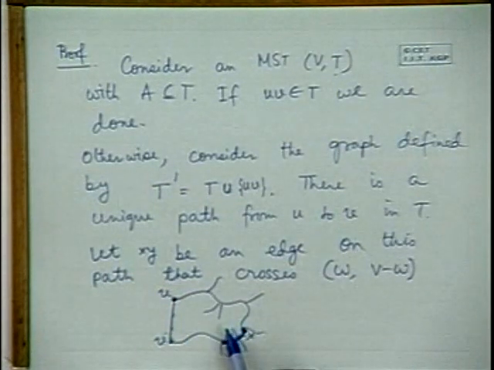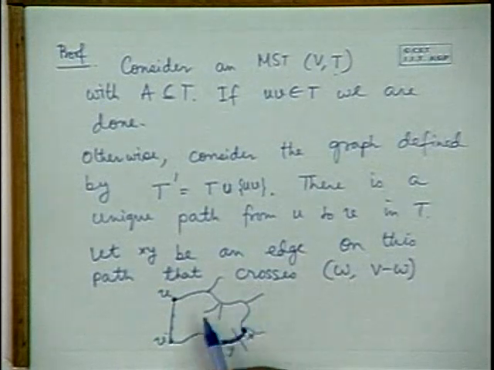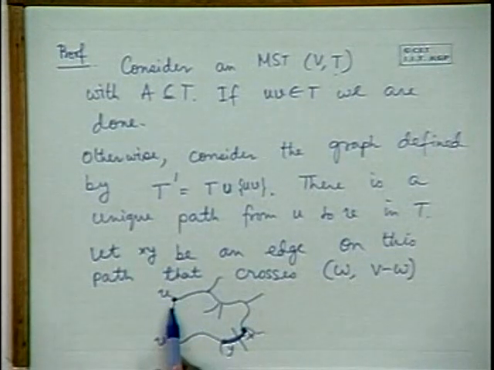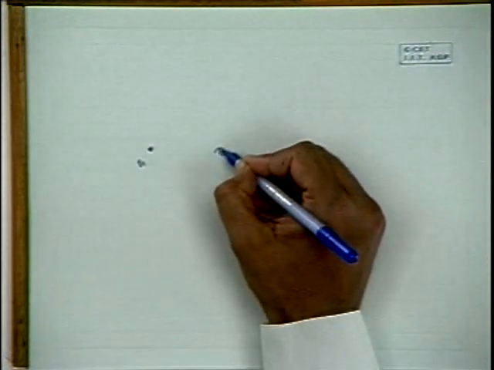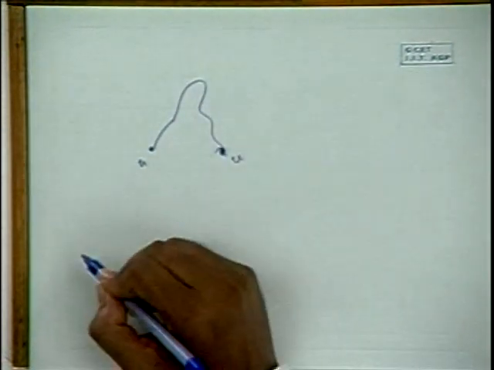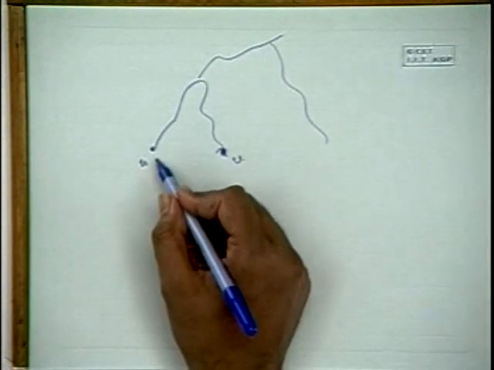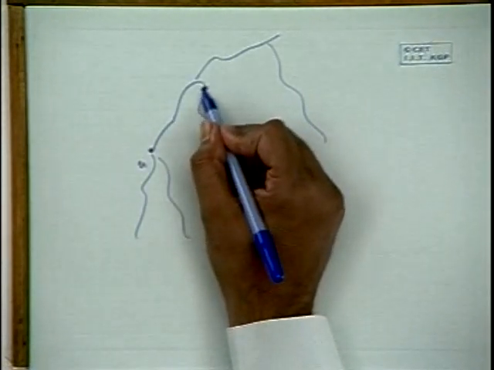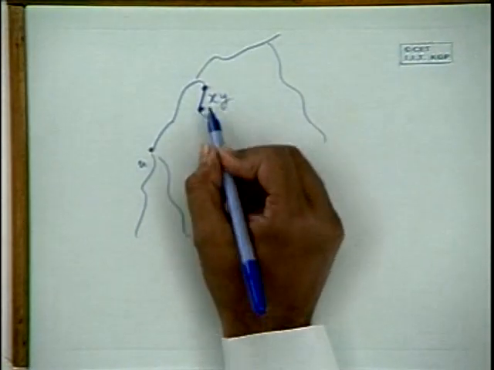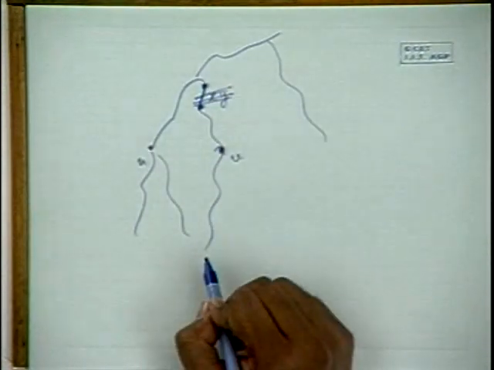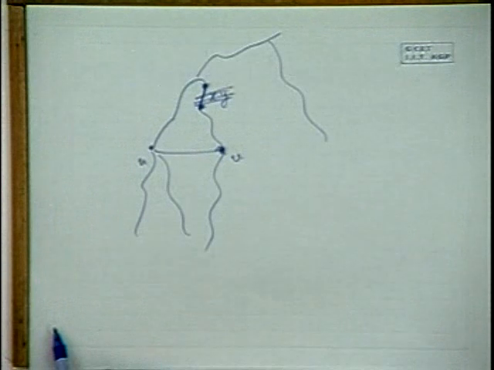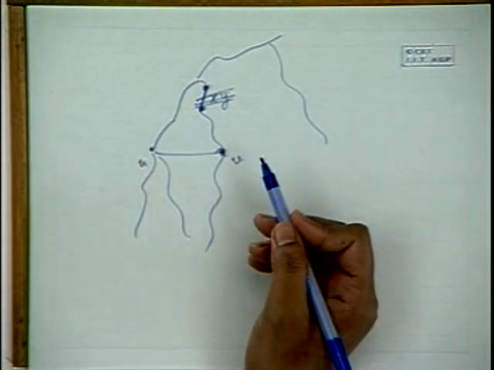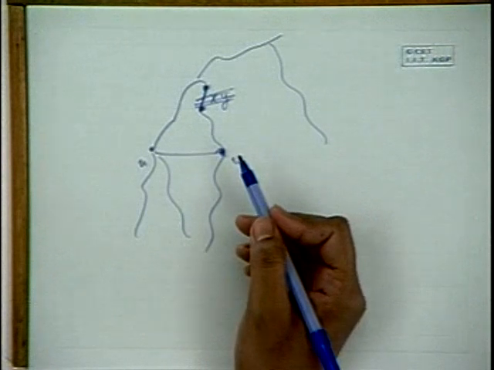So it will make nothing but another tree. From the tree, what you have done is just taken out XY and put back UV. In terms of the tree, if I just draw, suppose this is U, this is V, there is a path like this. So the tree is something like this, it goes on, let's say. So there is an XY edge, you take out this XY and join this. This also becomes a tree.